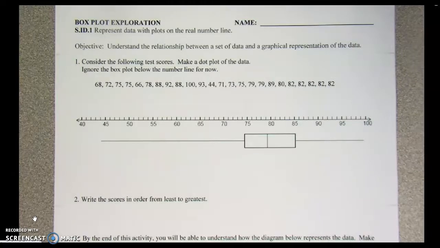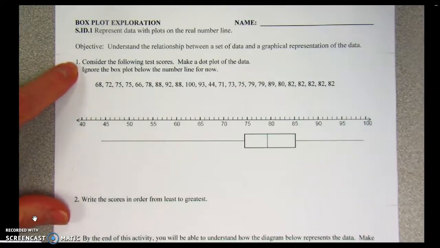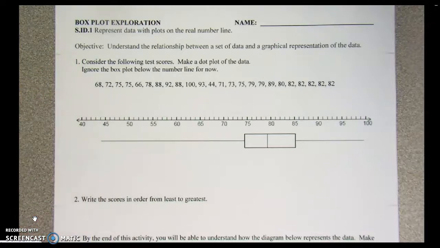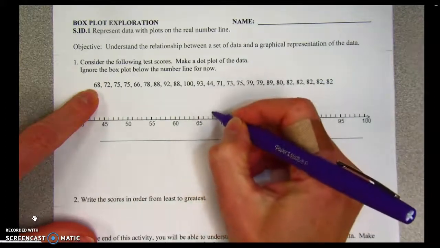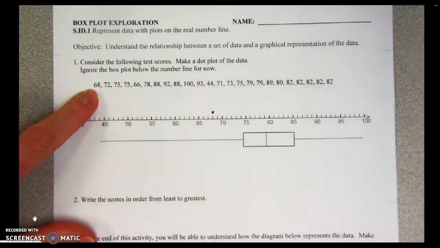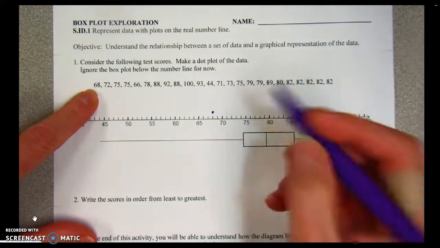So eventually you are going to understand the relationship of this data set to this graphical representation. That's our goal. But for right now, let's just consider these test scores and make a dot plot of this data. Now, if you've never made a dot plot before, this is how you do it. You take a number line, and any number that you have, you put on the number line where it belongs. So 68 would be right there, and you make a little dot. Some people make X's. It's up to you.